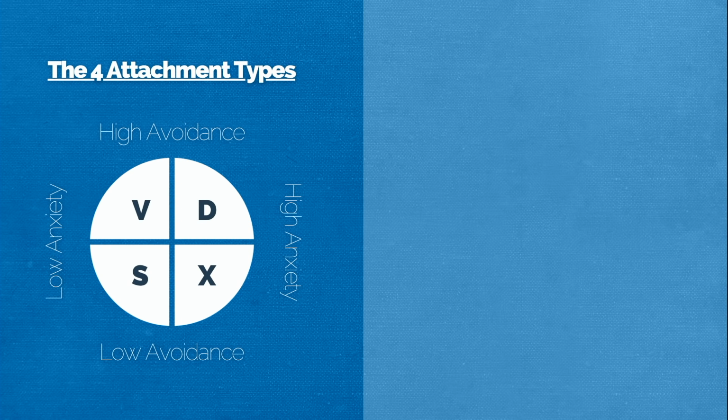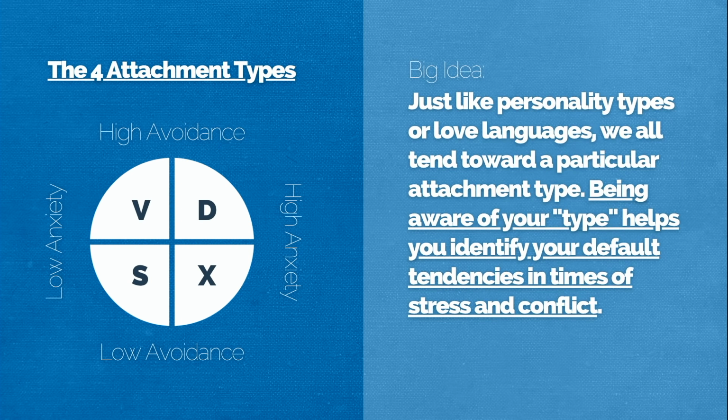Now, before we get into it, here's the big idea. Just like personality types or love languages, we all tend toward a particular attachment type, and being aware of your type helps you to identify your default tendencies in times of stress and conflict in the workplace.